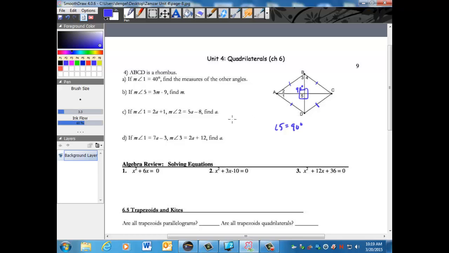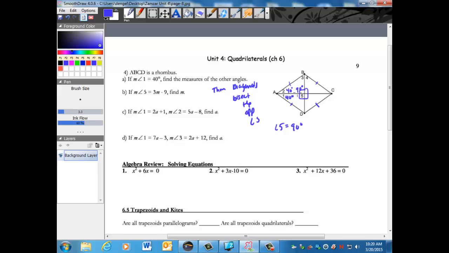Alright, what else do we know? We were told that measure of angle 1 is 40 degrees. Okay, so there's also a theorem that says the diagonals of a rhombus will bisect the opposite angles. So what that means is, since angle 1 is 40 and it's cut by this diagonal, that means angle 2 is also going to be 40 degrees.